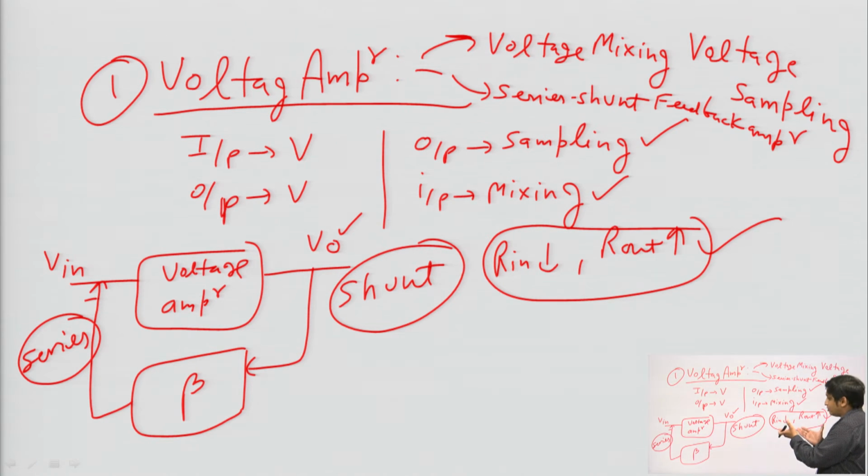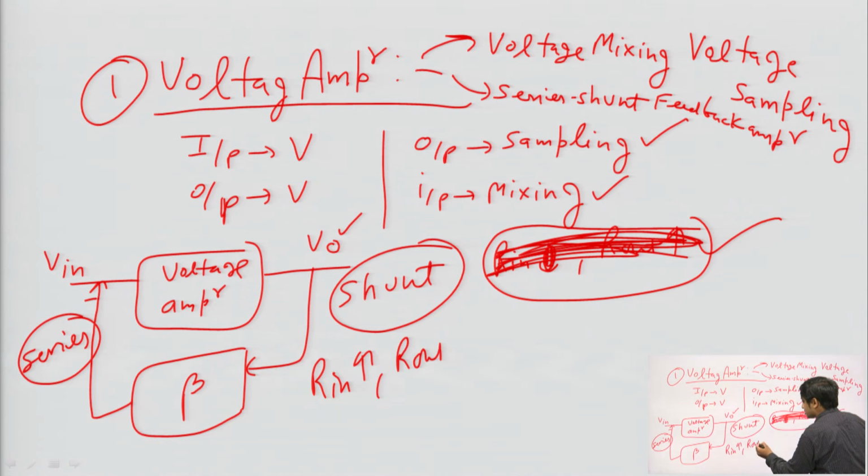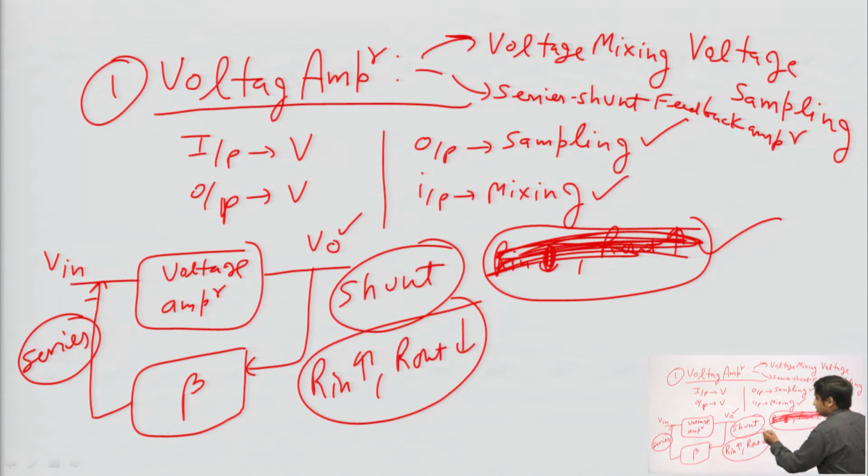This is wrong in fact, I just want to correct it. For any voltage amplifier, the input resistance should be high and the output resistance should be low. This is desirable for any voltage amplifier, and by using negative feedback we can increase the input resistance further and we can reduce the output resistance further. That is the advantage of negative feedback.